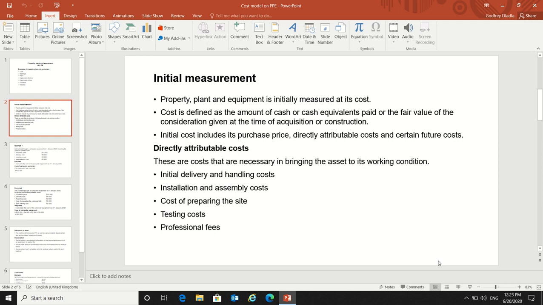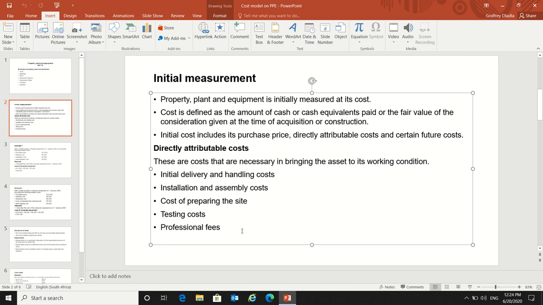So we find that we have to remove maybe the chairs there and prepare that site for it to be suitable for a computer lab. So those costs of preparing the site form part of the initial cost of those computers that you have in your lab. Right. The next one is testing cost.